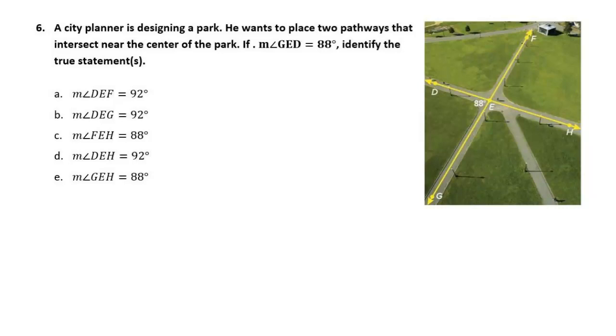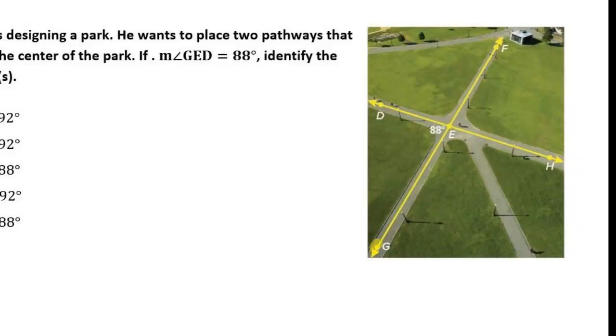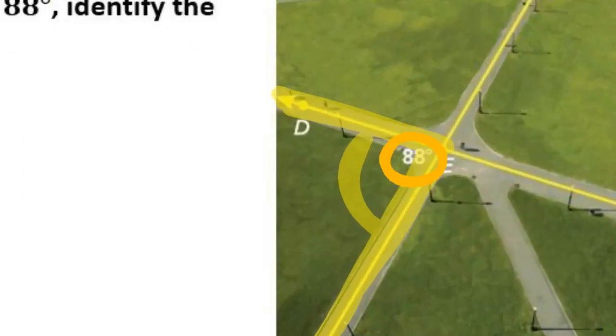A city planner is designing a park right here. He wants to place 2 pathways that intersect near the center of the park, like this. If the measurement of angle GED, well, here's G, up to E, and then over to D. So this angle right here is 88 degrees. So we have this here, 88 degrees.